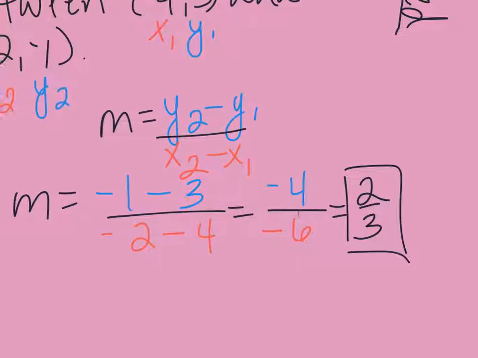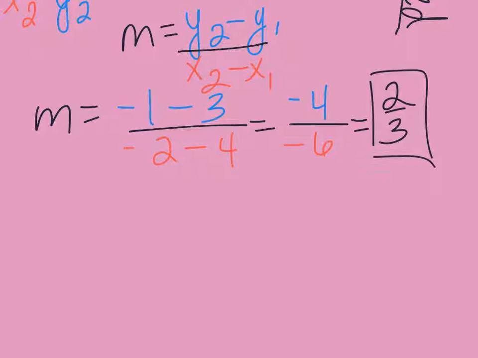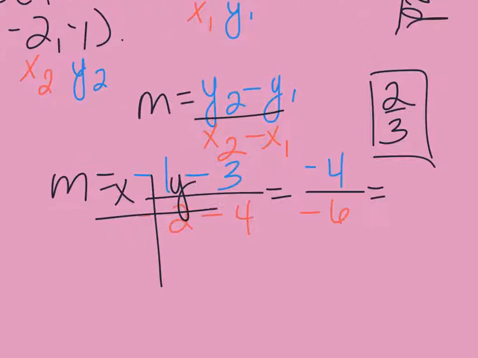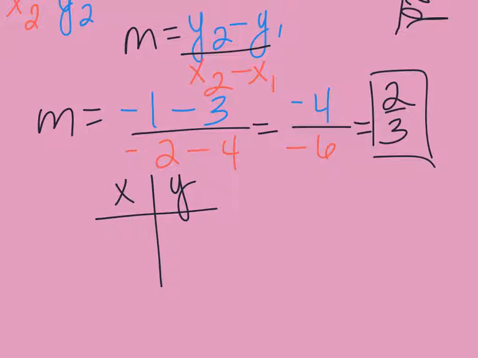You can take these 2 points and do it in a table if you want to. You're going to need to use this formula. You're going to see it a little bit later in this chapter again. But if you're not sure, if you have a lot of negatives maybe, you can put this in a table. Okay. So 4, 3, and -2, 1. So 4, 3, -2, 1.